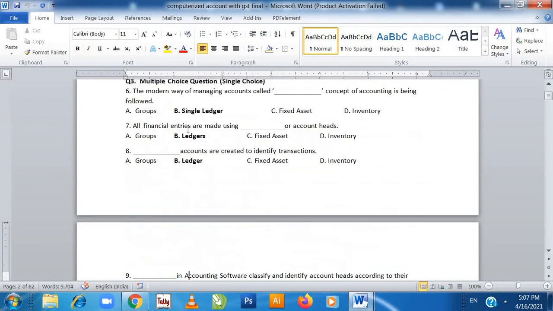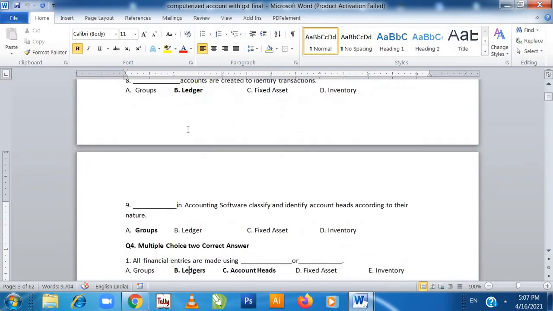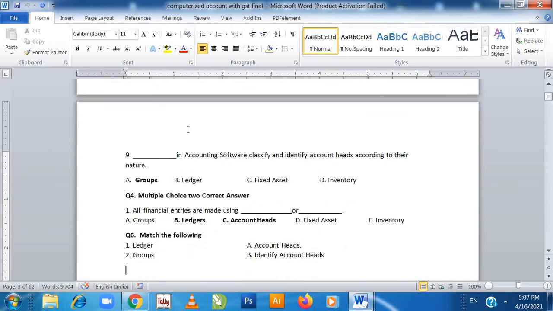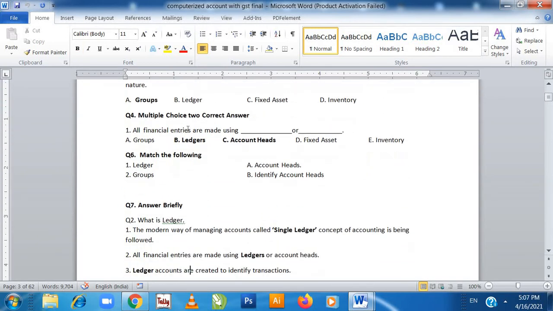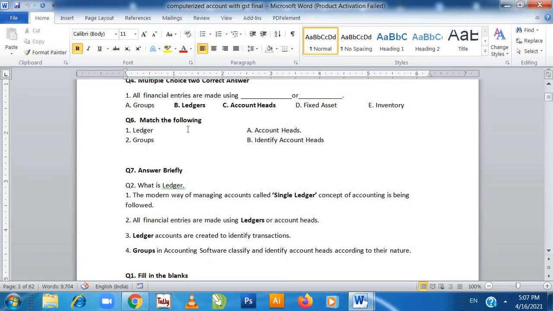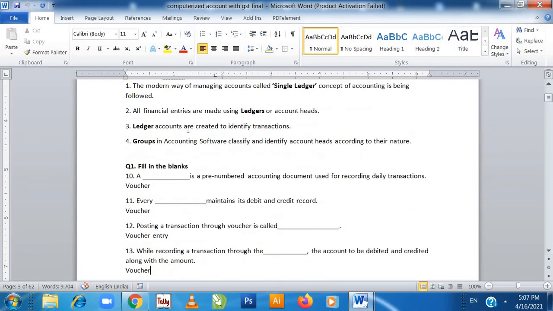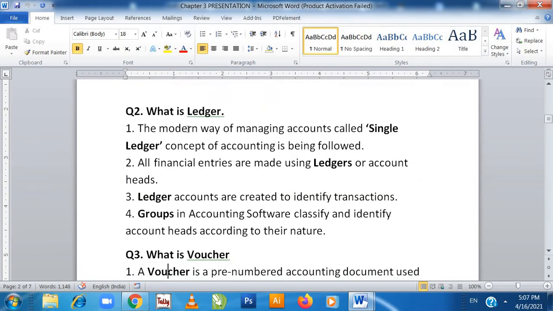Now here is the multiple choice question, single choice. Multiple choice, 2 correct answers. Match the following and answer briefly that we have discussed right now. What is ledger? Now I'll go to the another question, that is what is voucher.